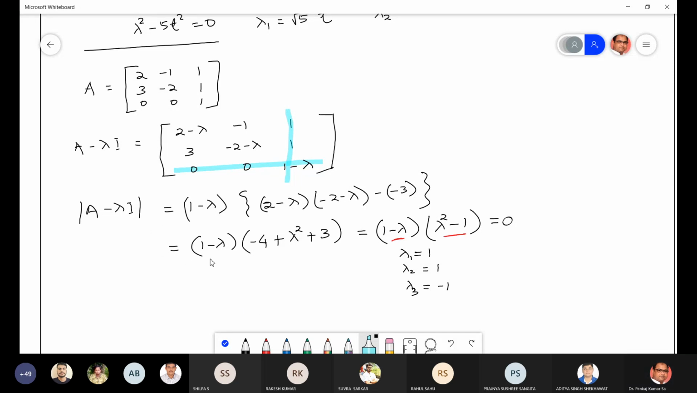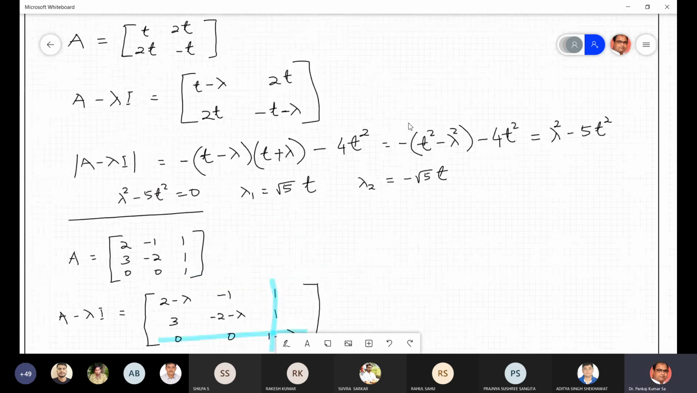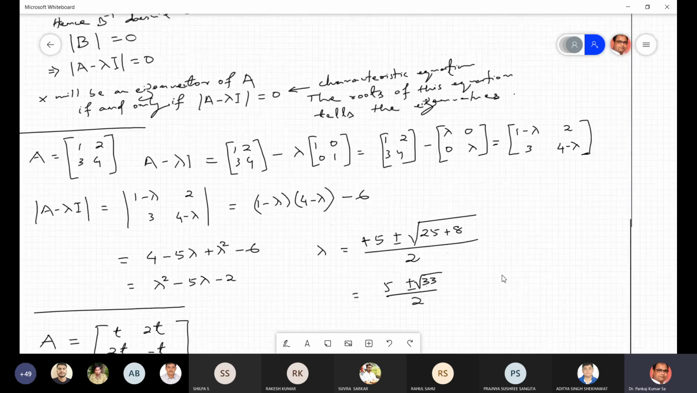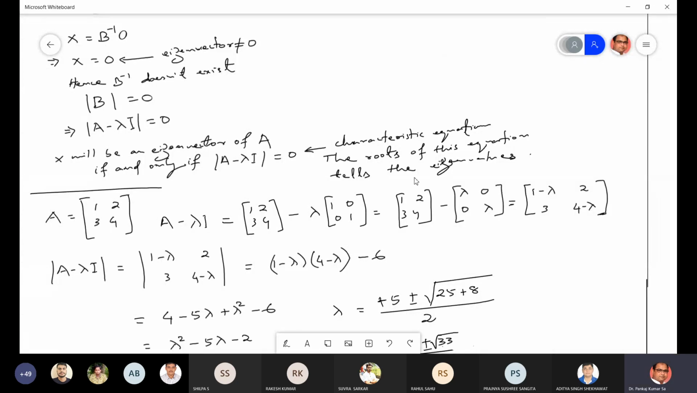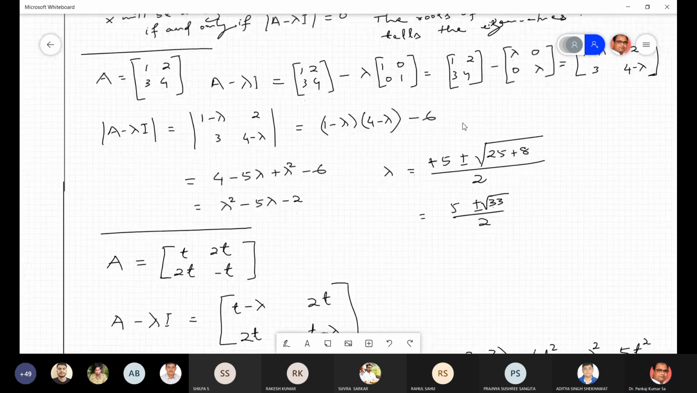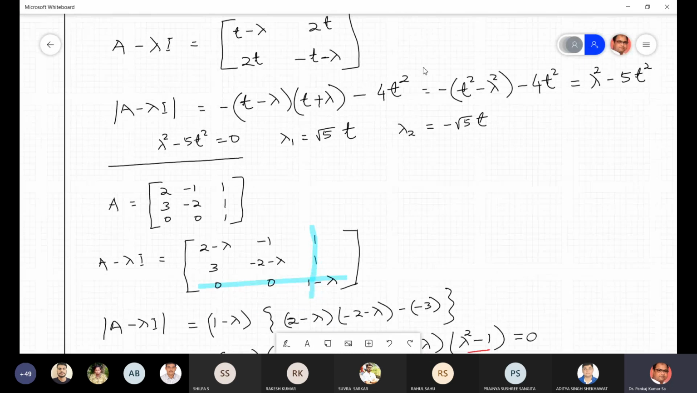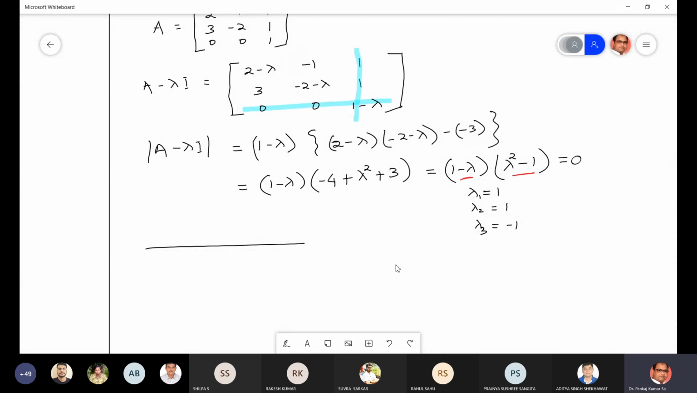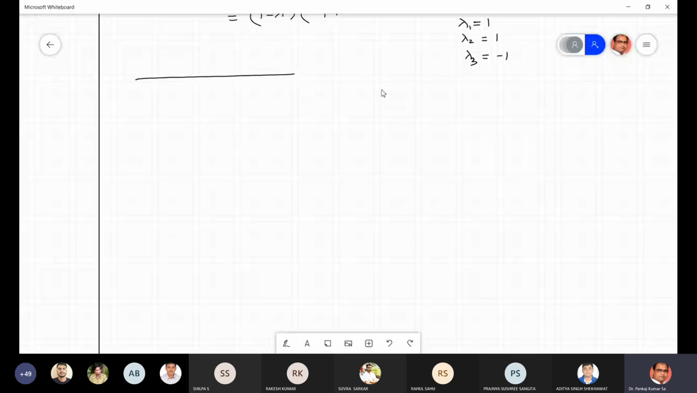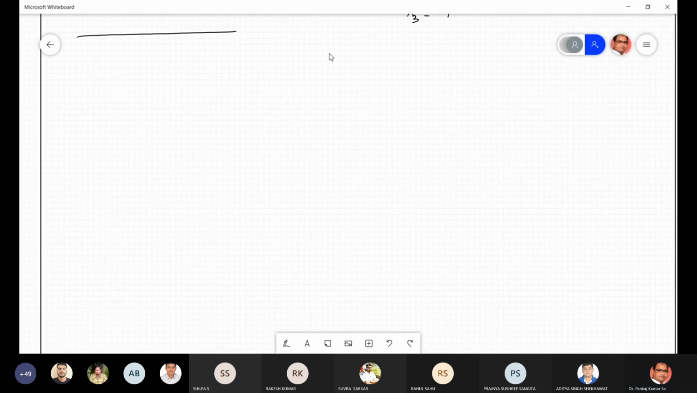So we talked about eigenvalues today. Eigenvalues, eigenvector we started with. And we talked about the characteristic equation. And we then continued on finding the roots of the characteristic equation, that is the eigenvalues. So we'll stop with this today. Next class we'll be talking more about eigenvectors and some of the applications that you will be utilizing in your thesis work.